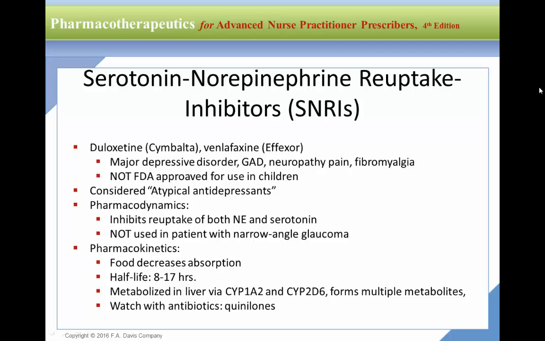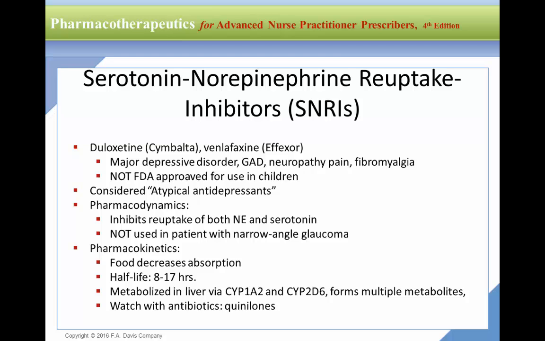For serotonin-norepinephrine reuptake inhibitors, we have another group, which is Cymbalta, for example, and Effexor. They work for major depressive disorder, generalized anxiety disorder, and in addition for fibromyalgia and neuropathic pain. Remember, antidepressant medications and neuroleptics are one of the treatments for pain, and that pain is mostly neuropathic pain. They're considered atypical antidepressants, and what they do basically is inhibit the reuptake of both norepinephrine and serotonin.